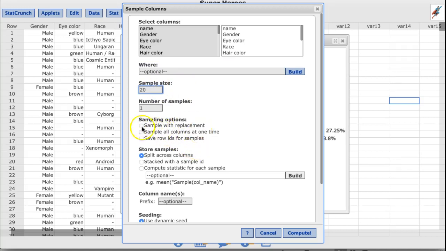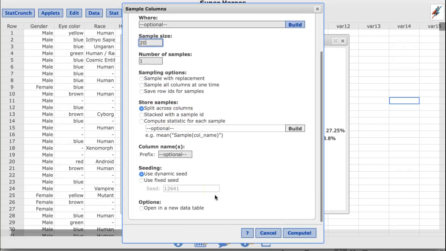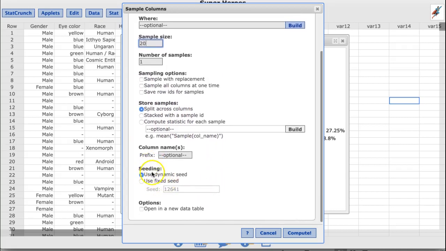And then here are the sampling options. It says sample with replacement, sample all columns. We don't want with replacement. By default, StatCrunch is going to sample our population without replacement randomly, so that's what we want, and we don't need to check anything here. As far as these values go, we don't need to plug anything in yet. This dynamic seeding is just the way it randomly selects, but here we're going to open data, new table.